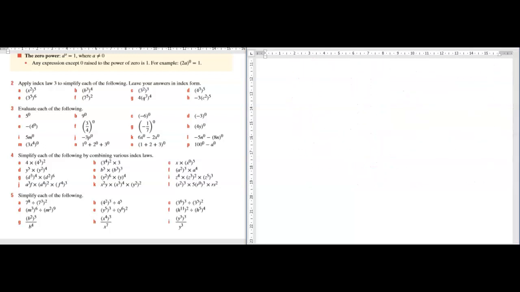All right, looking now at question 3. So we're using the zero power here. Okay, so let's start off with a simple one. So remember, anything to the power of 0 is just going to be 1. Okay, if we've got a bigger term, let's have a look at something else. Okay, so let's look at i. So I've got 5m to the power of 0. Now, the 5 isn't taken to the power of 0, so it just stays 5. But m to the power of 0 is 1, so it's going to be 5 times 1, which just gives you 5.